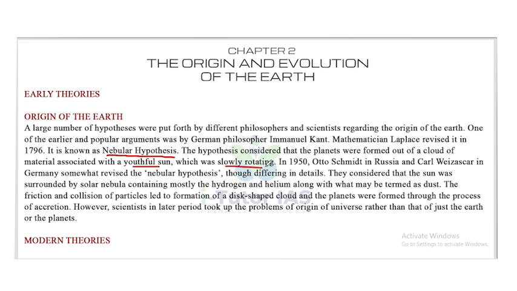was slowly rotating. In 1950, Otto Schmidt in Russia and Karl Weizsäcker in Germany somewhat revised the nebular hypothesis, though differing in details. They considered that the sun was surrounded by a solar nebula containing mostly hydrogen and helium, along with what may be termed as dust. The friction and collision of particles led to the formation of a disc-shaped cloud, and the planets were formed through a process of accretion. However, scientists in later periods took up the problems of the origin of the universe rather than just the Earth or the planets.